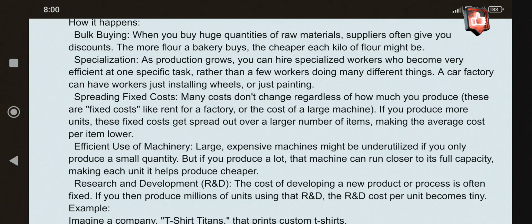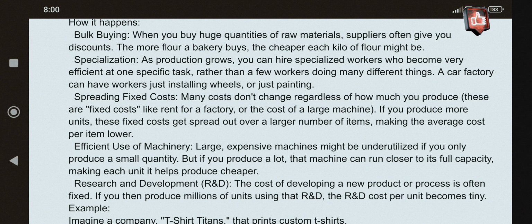How it happens. Bulk buying. When you buy huge quantities of raw materials, suppliers often give you discounts. The more flour a bakery buys, the cheaper each kilo of flour might be. Specialization. As production grows, you can hire specialized workers who become very efficient at one specific task, rather than a few workers doing many different things. A car factory can have workers just installing wheels, or just painting.